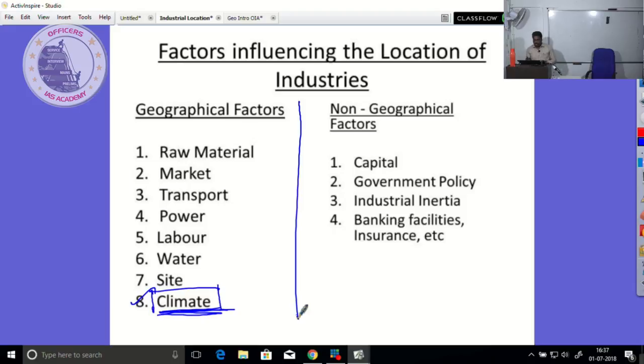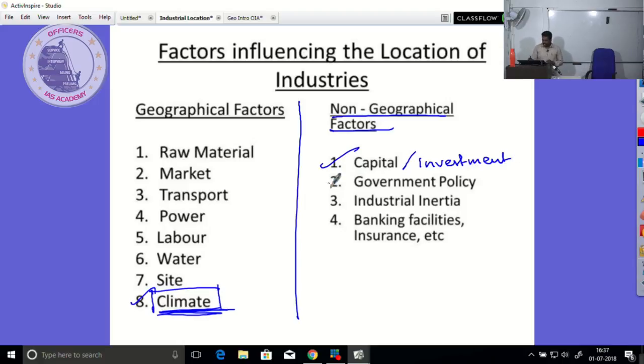Now, some of the non-geographical factors. One I call capital investment. Industrial sectors very easily grow where you already have developed areas, for the simple reason that the infusion of capital is very easy. Already you have the availability of capital or investment as such. If that is the case, the multiplier effect is very easy.